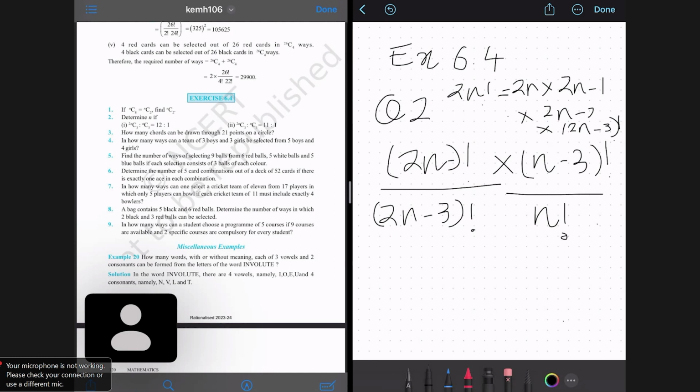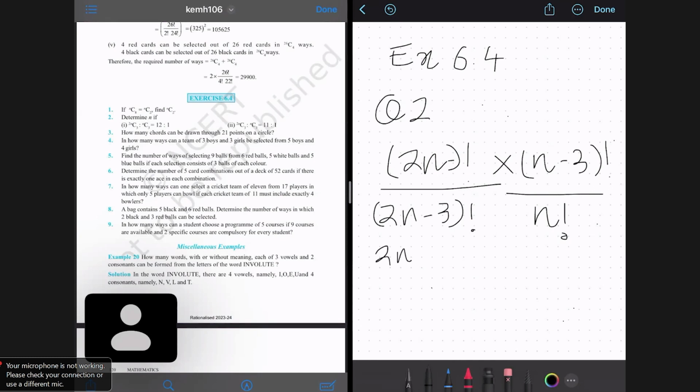And similarly, (n minus 3)! can also be cancelled out, because n factorial could be written as n into n minus 1 into n minus 2 into (n minus 3)!. Correct. So then I can cancel out (n minus 3)! from the numerator, and I can cancel out (2n minus 3)! from the denominator. So that is just what I'm going to do. And the next form of this equation would not have (n minus 3)! and (2n minus 3)!, because they are going to be cancelled out from the denominator and the numerator respectively, right?